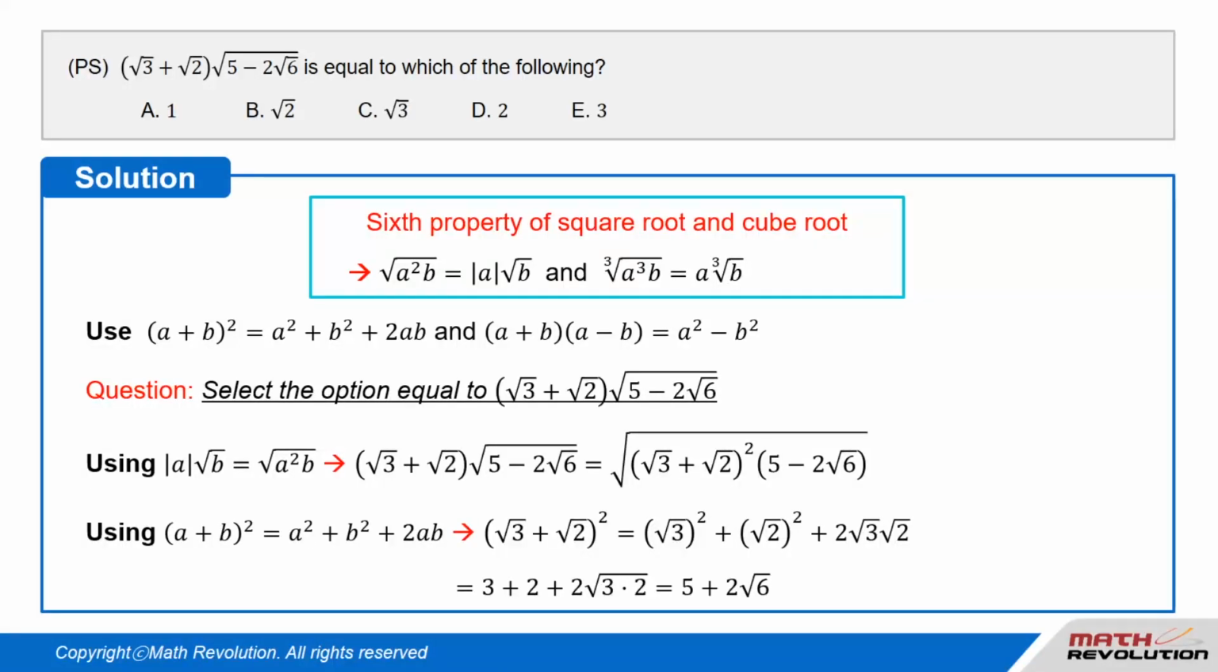Using (a + b)² equals a² + b² + 2ab, in (√3 + √2)², we have (√3)² + (√2)² + 2 × √3 × √2, which equals 3 + 2 + 2√(3 × 2), which equals 5 + 2√6.